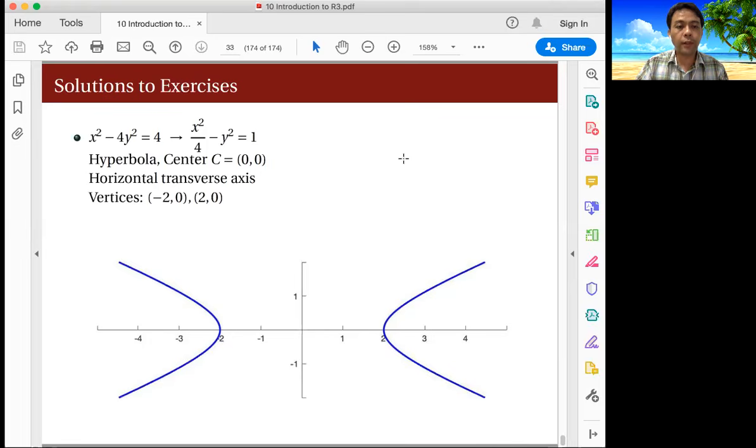These are the conics that we have. The vertices, by the way, will be the intersection of the hyperbola with its transverse axis. So on the transverse axis, the value of y is 0. So you just solve for x using the equation for the hyperbola.